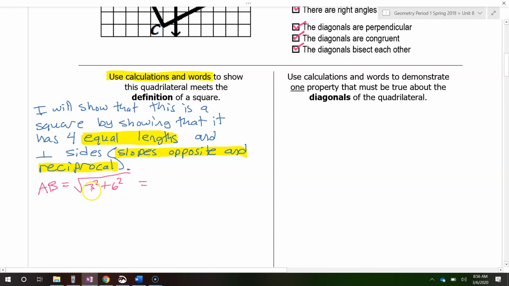Okay, so what's that going to be? The square root of what? Say that again. 45. Okay, so that's the square root of 45. Now let's do BC.